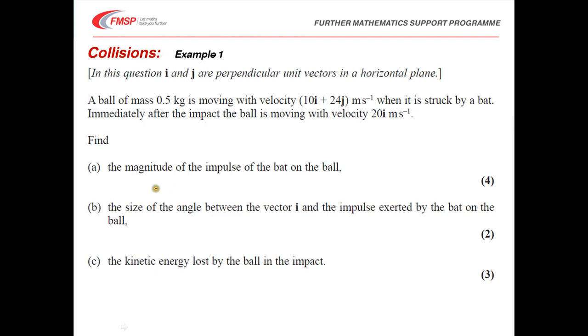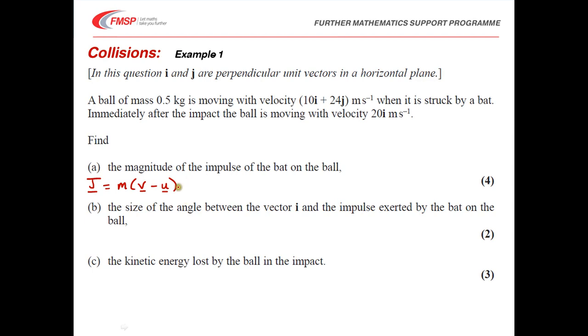Okay, so initially here we're looking for the magnitude of the impulse of the bat on the ball. The ball has a mass, an initial velocity and a final velocity. So we're going to use impulse equals change in momentum, and we're going to do that in vector form. I'm going to use the formula J, that's impulse, is mass times the difference between the final velocity and the initial velocity.